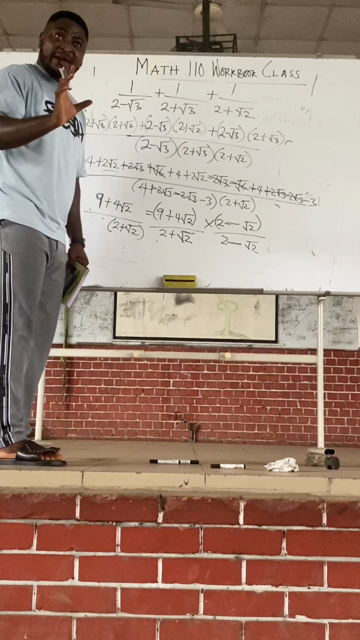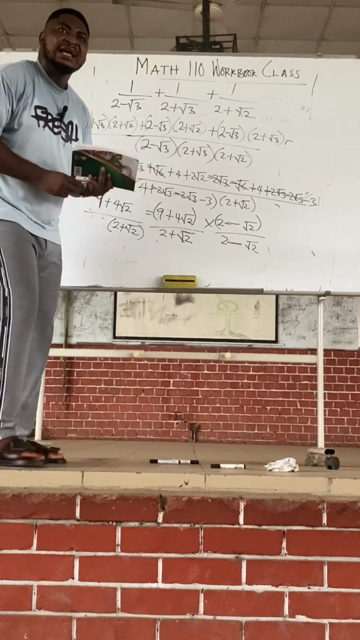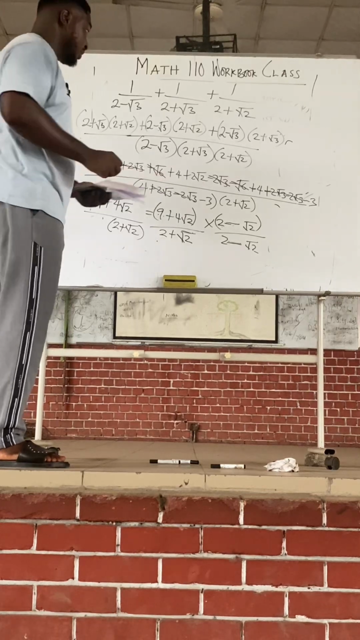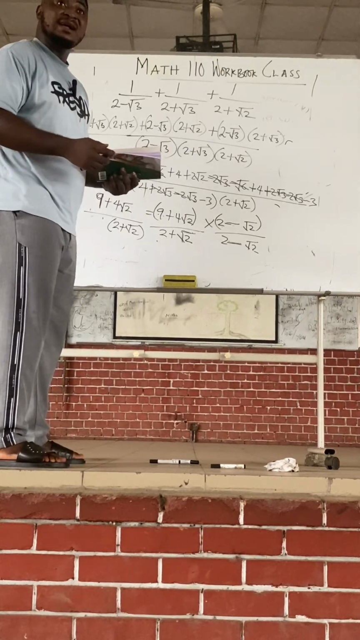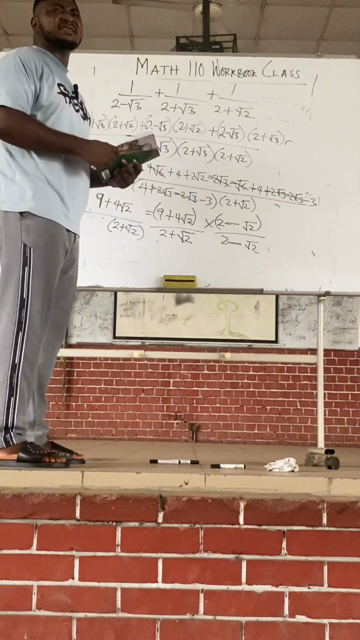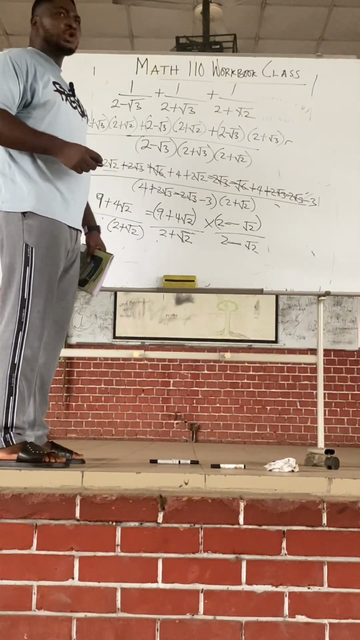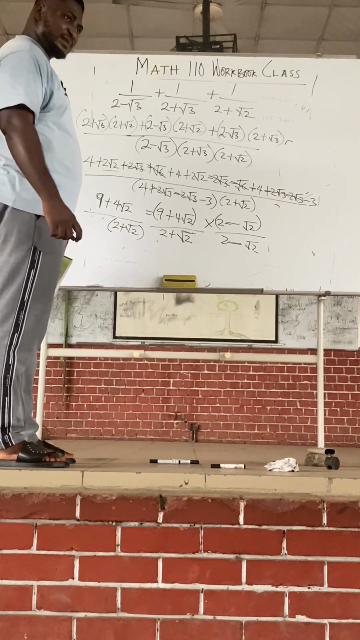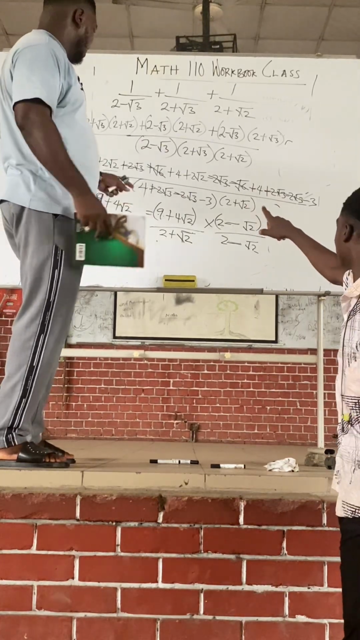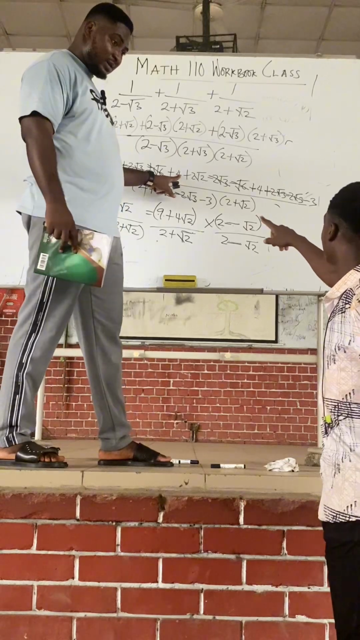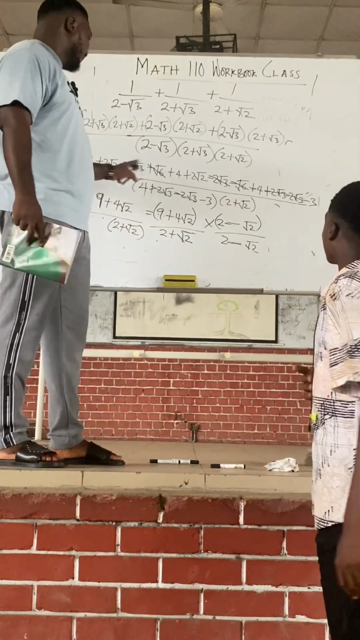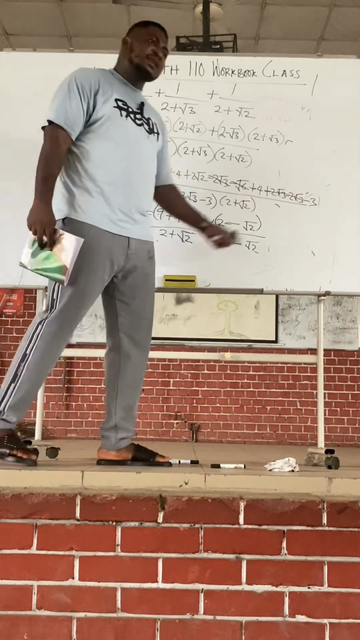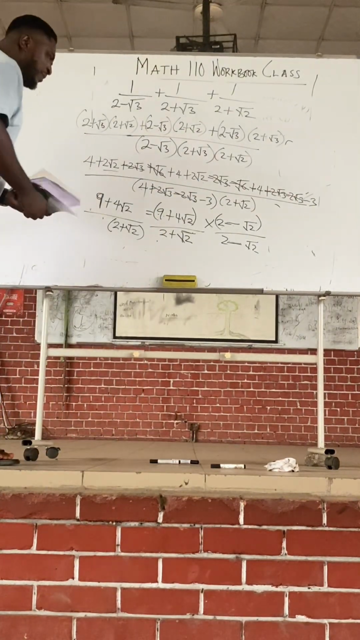4 minus 3. There's no time. It's not good to rush mathematics. This 4. 4 plus 4, 8. 8 plus 4, 12. 12 minus 3, 9. Okay, Clara, let's move forward.